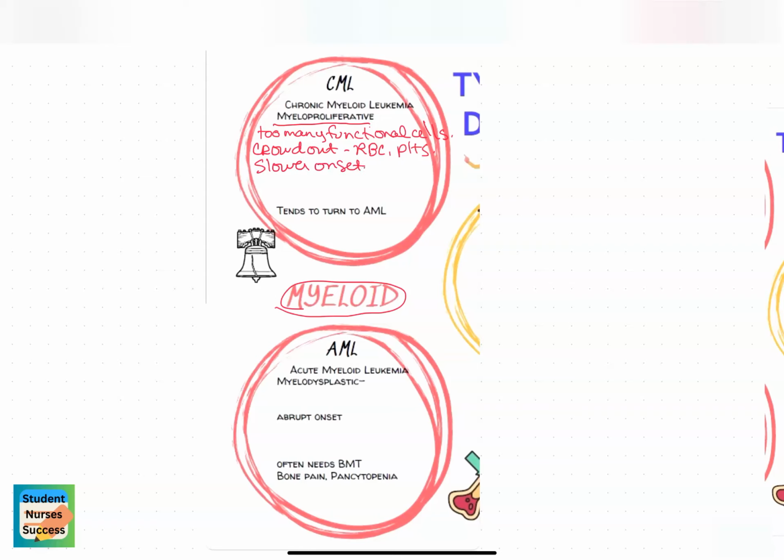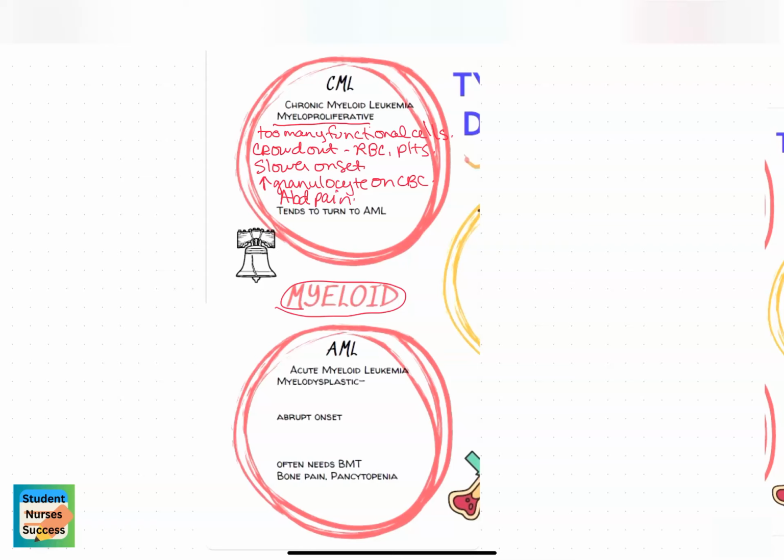And what we start to see is increased granulocyte count on our CBC. Those granulocytes just increase, and because they increase, they crowd out some of our other cells. Patients also often present with abdominal pain.